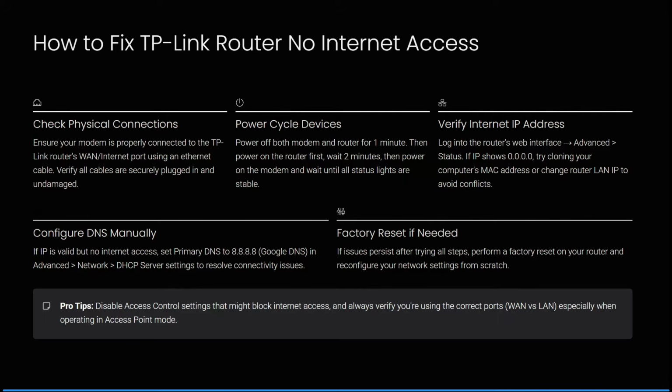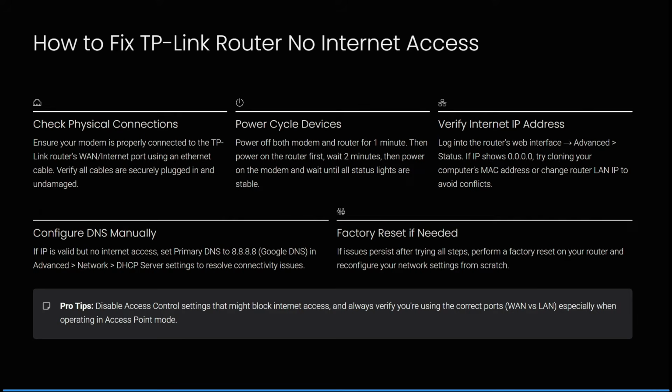Then power off both the modem and the router for at least 1 minute, and then power on the router first. Wait for about 2 minutes and then power on the modem and wait until all status lights are stable. Then you need to log into your router's web interface, go to advanced status, and if your IP shows 0.0.0.0, try cloning your computer's MAC address or change the router LAN IP to avoid any conflicts.